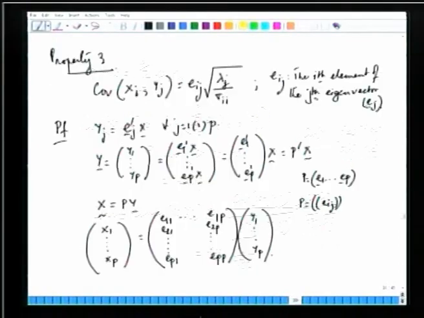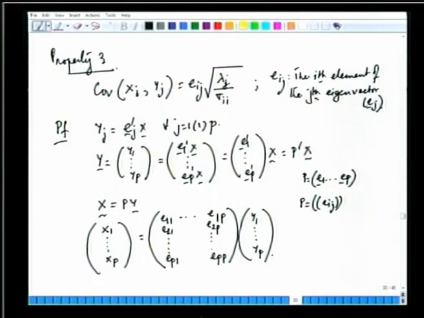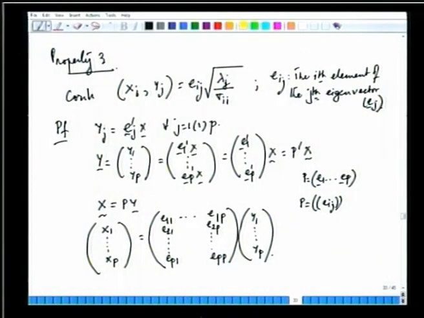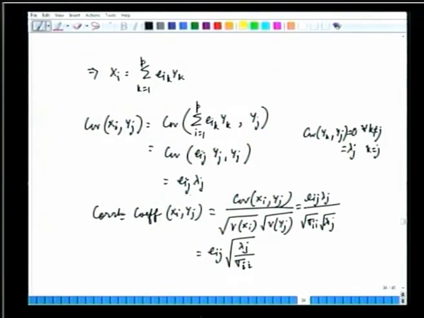Let us go back to the statement. Yeah, we had stated that. Now, we have to make a small correction again here. This is not actually the covariance, but in fact the correlation coefficient, the covariance being equal to Eij lambda j. So, if I consider the correlation coefficient between xi and yj, then only I get this full thing.